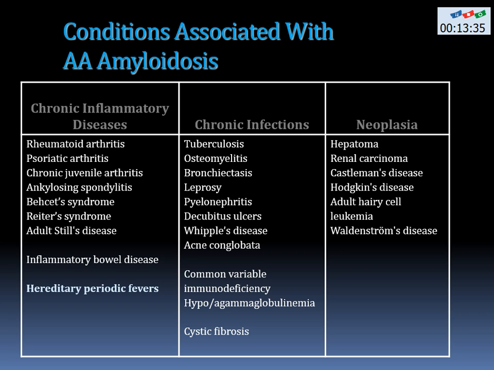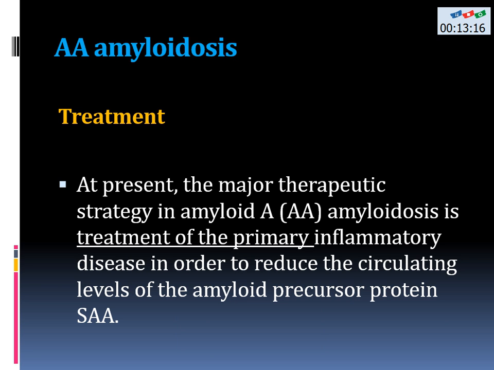As you can see, chronic inflammatory diseases like rheumatoid arthritis, ankylosing spondylitis, Behçet's, and inflammatory bowel disease are the most famous. Also, we have tuberculosis and osteomyelitis, renal cell carcinoma, hepatoma, leukemias, Waldenstrom, a very wide array of diseases. Due to their chronicity, they stimulate the liver to release the serum amyloid A.